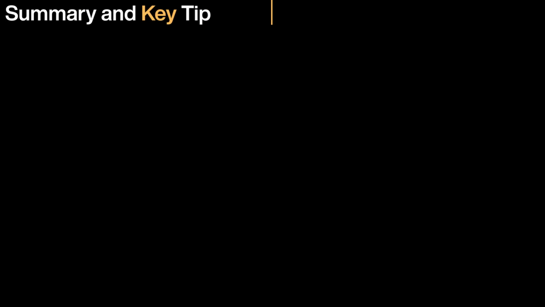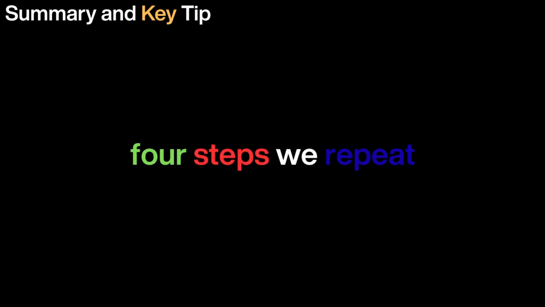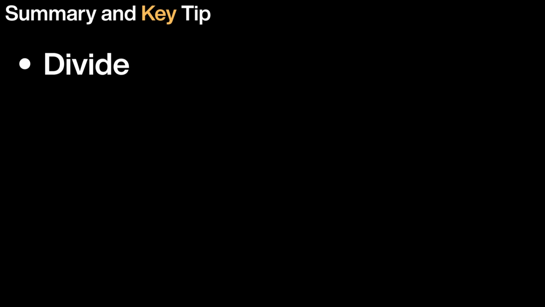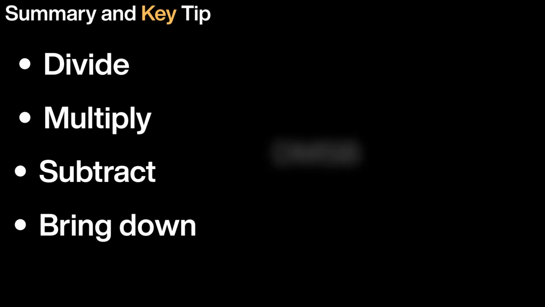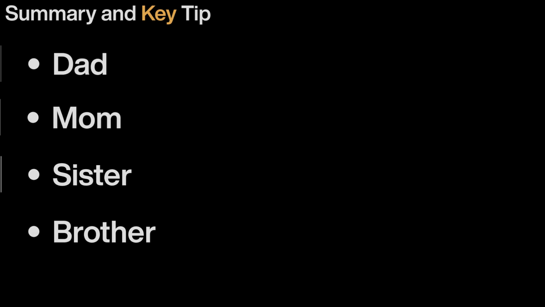Part 3, summary and key tip. You did it! See? Long division isn't magic, it's just a process. There are 4 steps we repeat. Divide. Multiply. Subtract. Bring down. A great way to remember these steps is with the acronym DMSB, divide, multiply, subtract, bring down. Or you can remember the phrase, dad, mom, sister, brother.